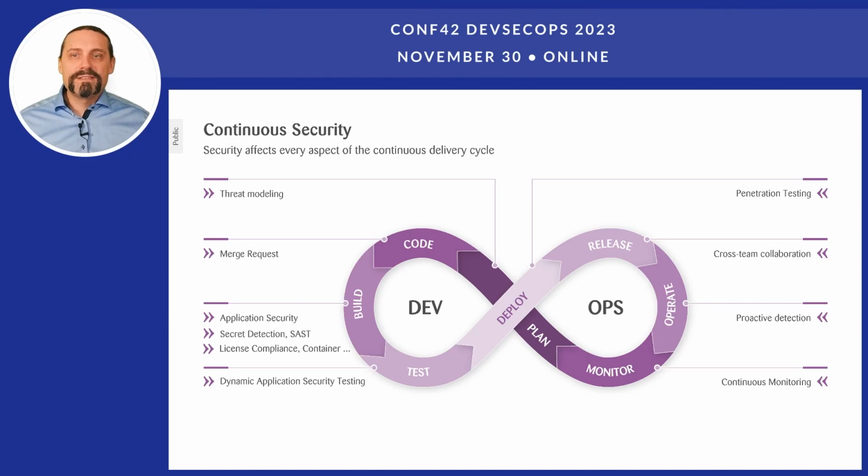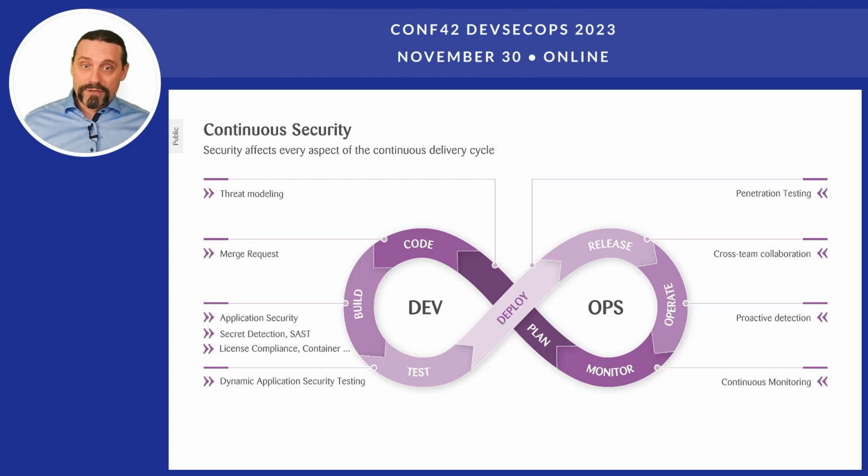When we are doing continuous security, then it's important in the planning that we do the threat modeling, so that we analyze what are the attack vectors, what are the threats which we have, and how can we mitigate that. When we are going to code, we need to do merge requests or pull requests. Then when it comes to the build step, we apply application security in there. Everything is in there, like security testing, SAST, license scanning, container scanning, secret detection, all of that, and then we apply dynamic application security testing.